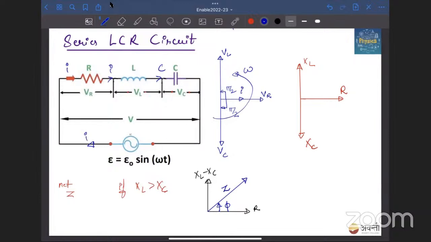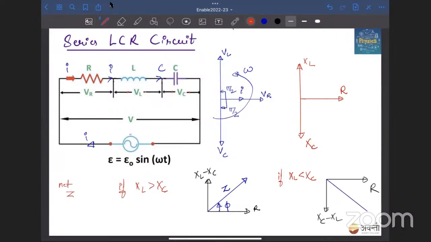So phi, I will tell you later what it is. Phi is the angle between the impedance and the resistance, and cos phi is called the power factor, right? That also I'll explain to you. Don't worry about it. If I talk about the second case, if XL is less than XC, then sometimes this diagram is also possible, but the resultant will be approximately the same. So the resultant, XC minus XL, will be somewhat like this.